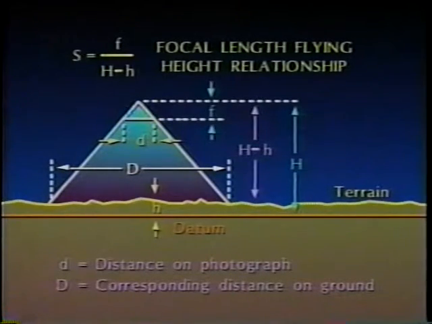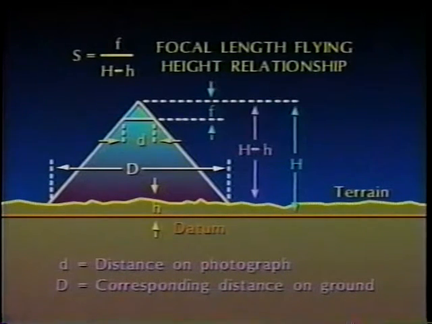Basic formulas. S equals F over H minus small h, where S equals scale, F equals focal length of the camera, H equals flying height above sea level, and small h is the elevation of the mean terrain. This is the basic scale formula, and it is derived as shown on this diagram.